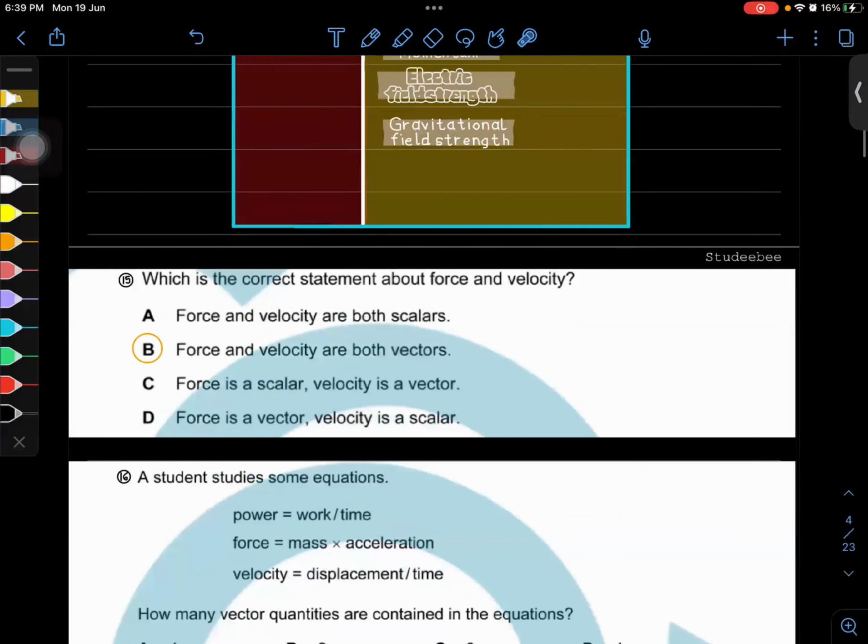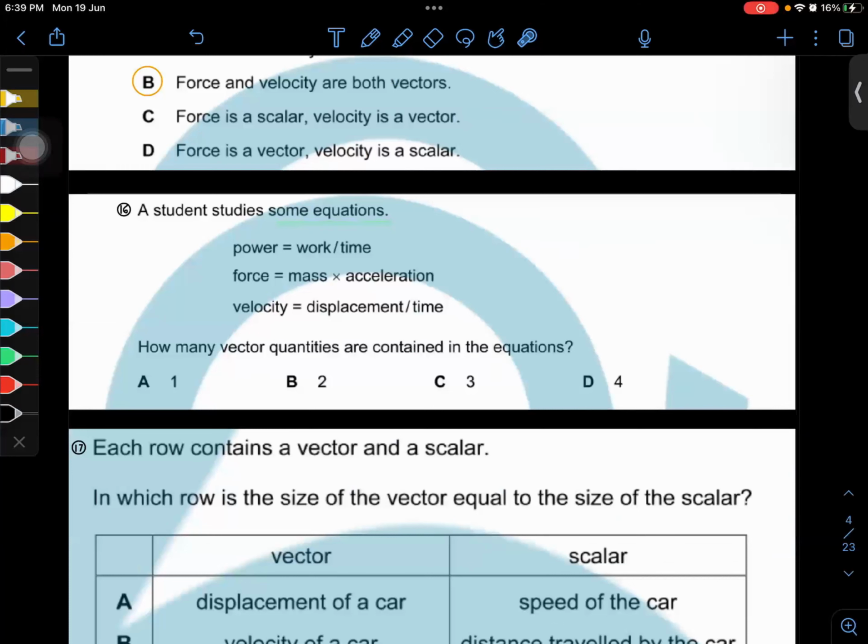Okay. A student studies some equations. Power is work by time. Force is mass into acceleration. Velocity is displacement by time. How many vector quantities are contained in the equations?